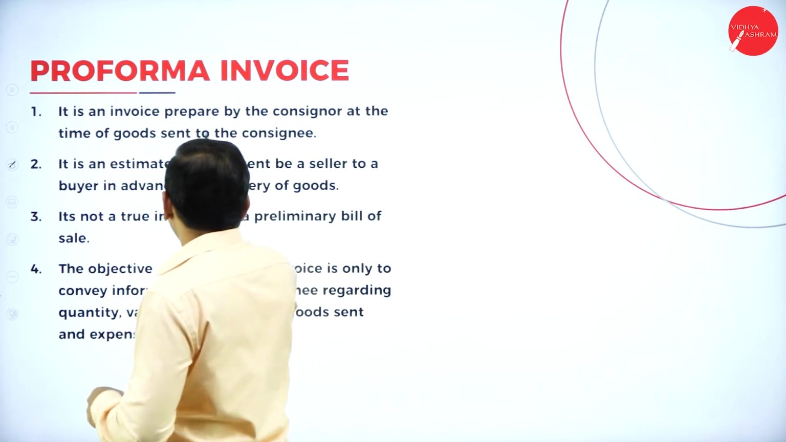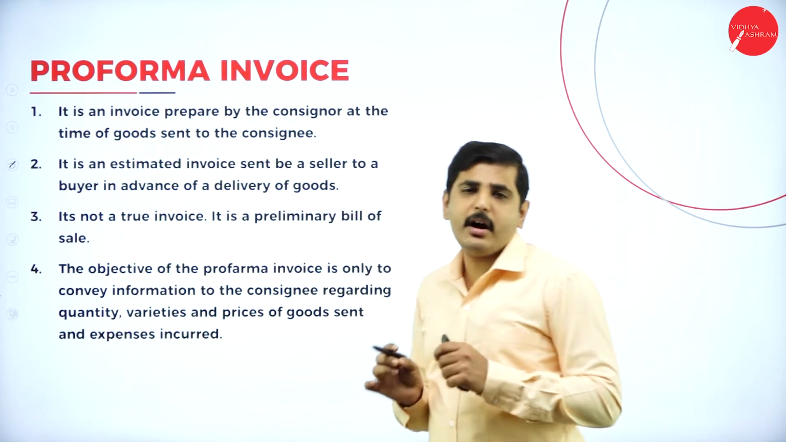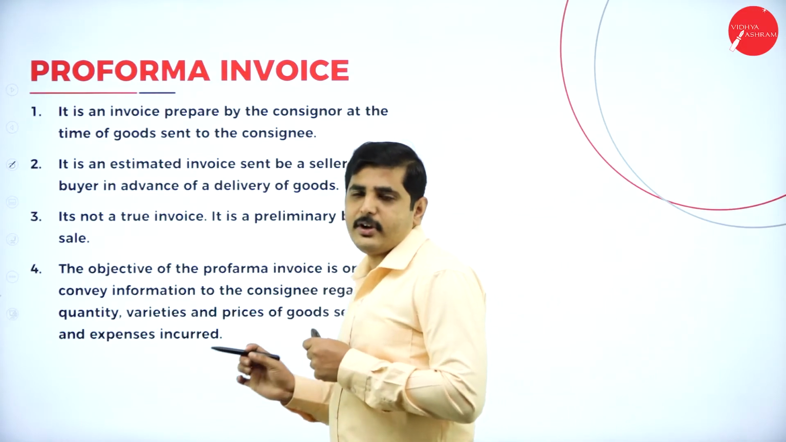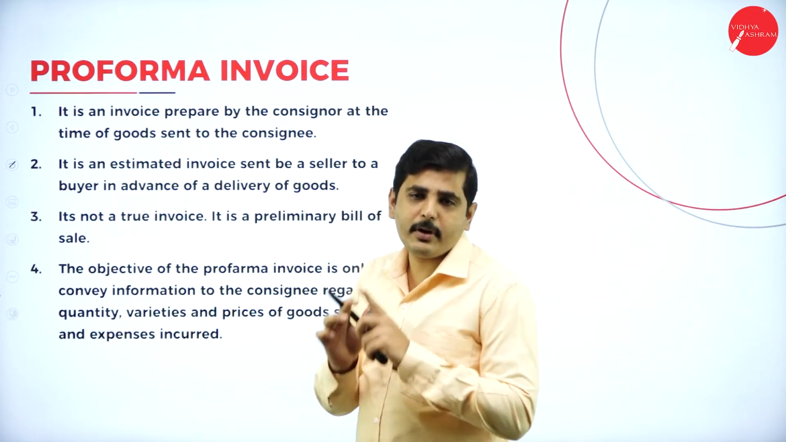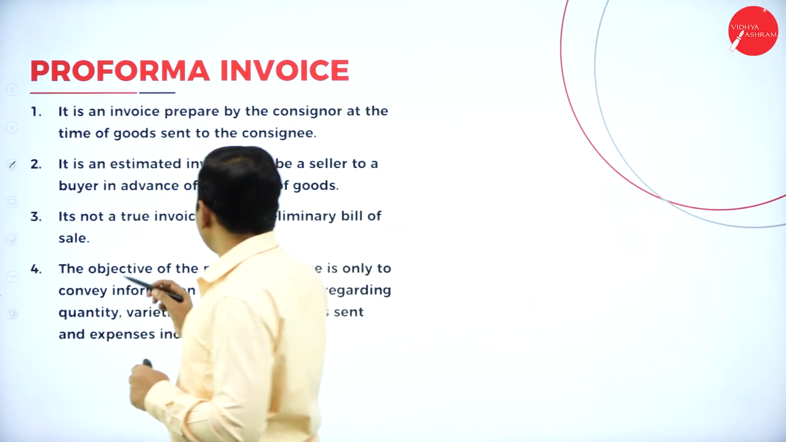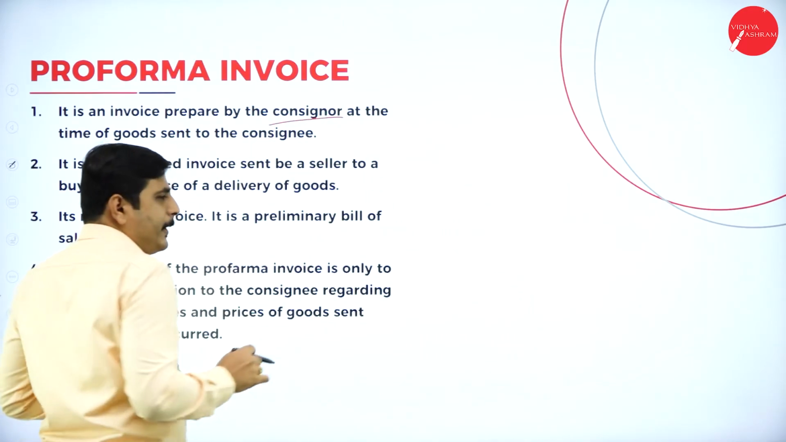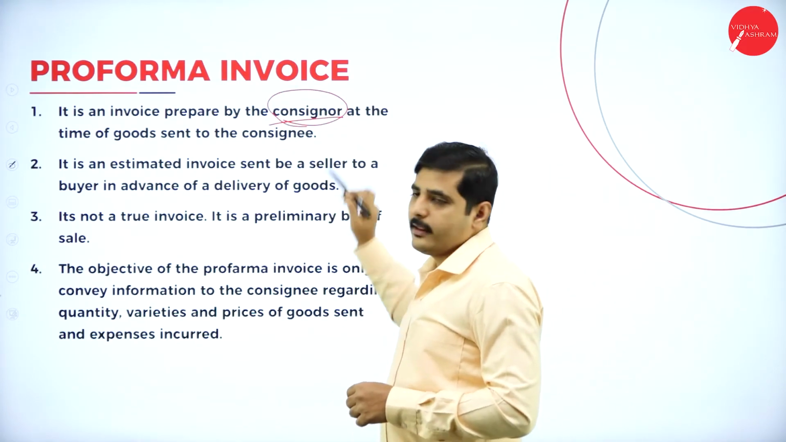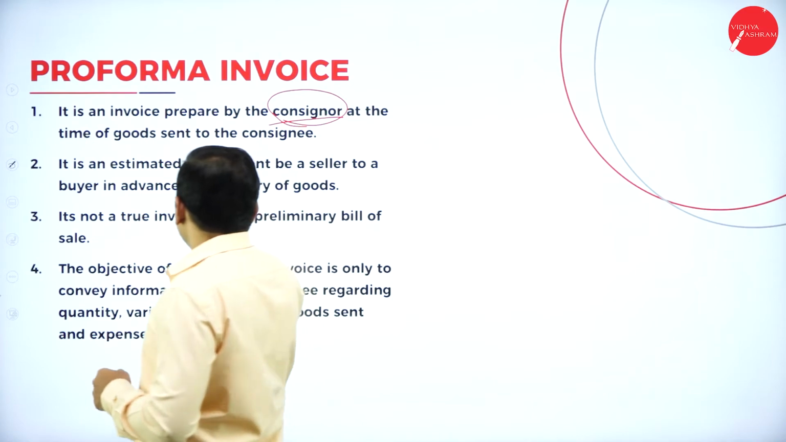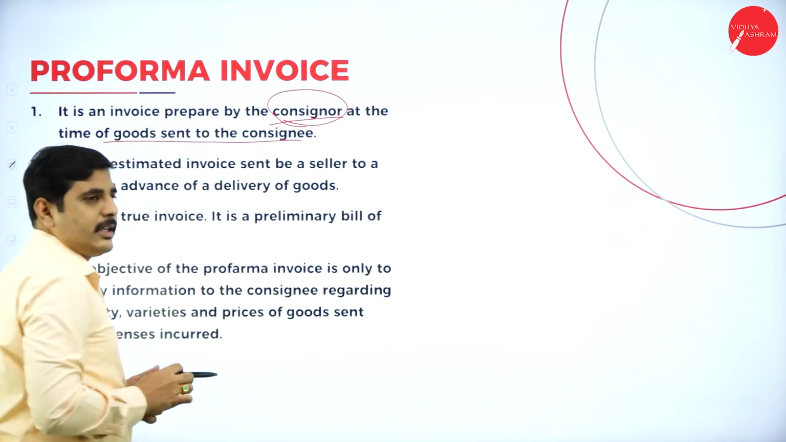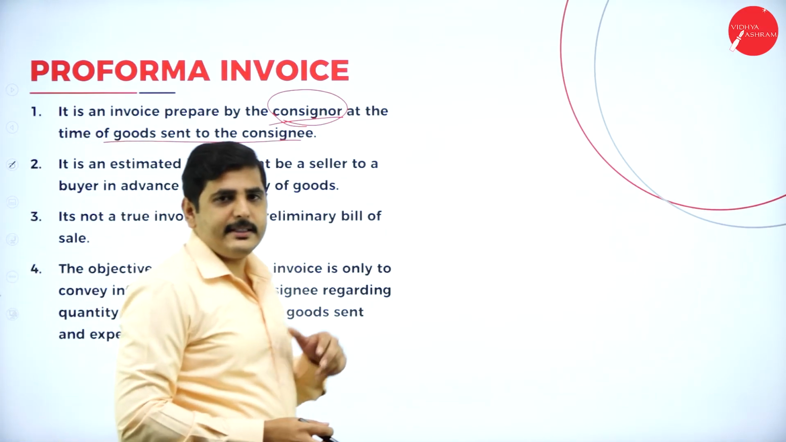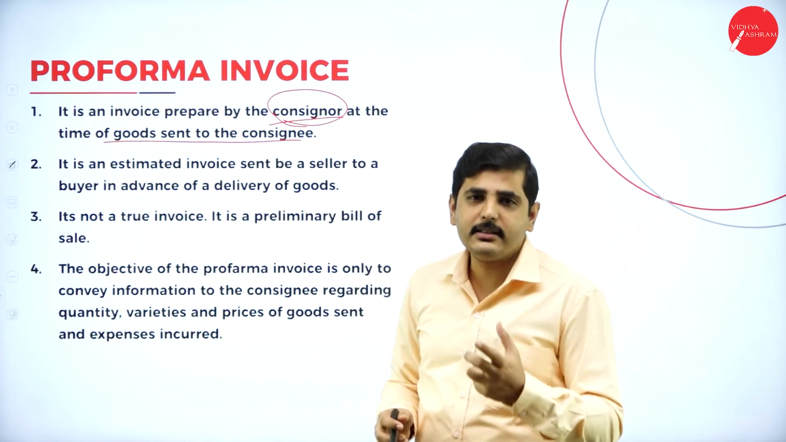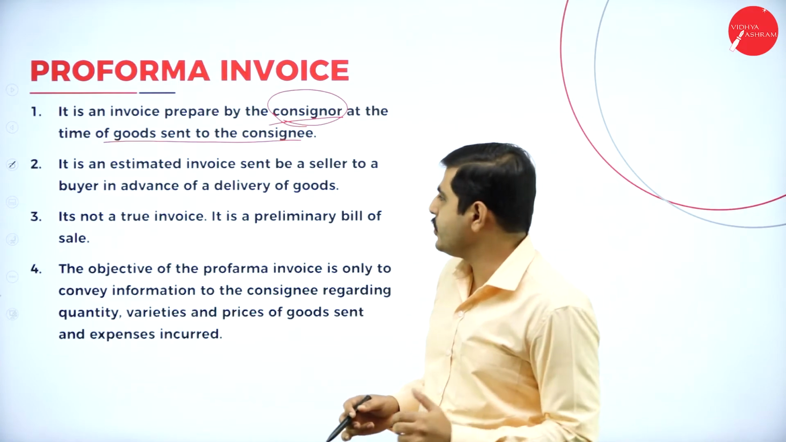Next one, pro forma of invoice. You will have a 5 marks question on pro forma of invoice. We have to prepare a pro forma of invoice, a pro forma of bill. It is an invoice prepared by the consignor. Who prepares the invoice? The consignor will prepare the invoice. At the time of sending the goods to the consignee, it is a bill or a document prepared by the consignor while sending the goods to the consignee.